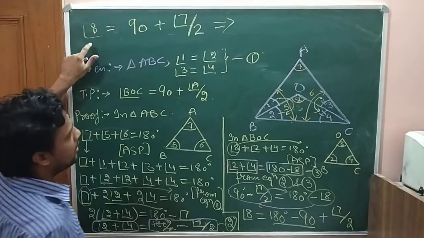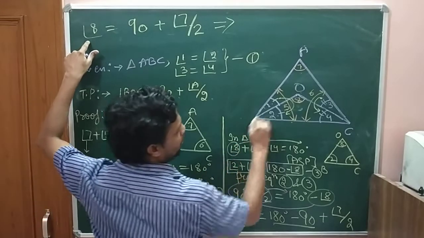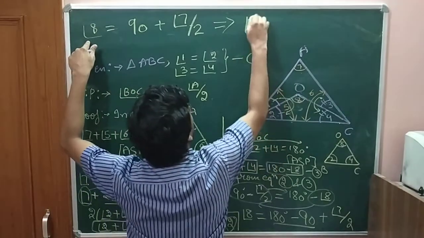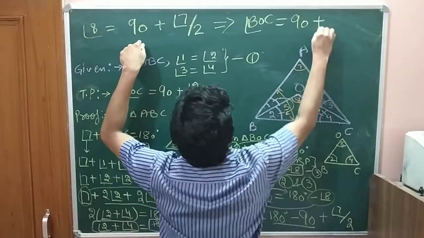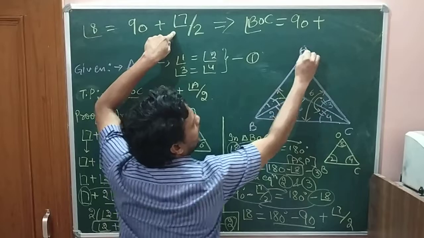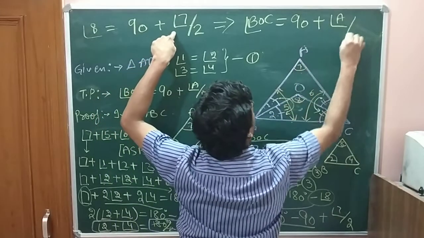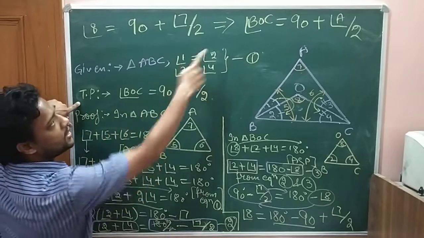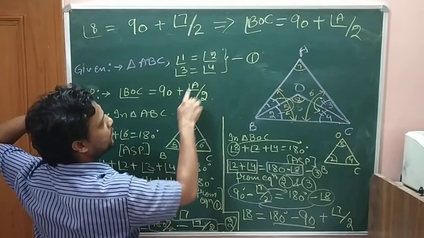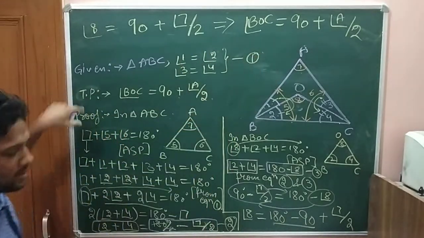Now write it in alphabets. What is angle 8? BOC. Angle BOC equals to 90 plus, what is angle 7? Angle A upon 2. Now match. What you have to prove? Angle BOC equals to 90 plus angle A upon 2.